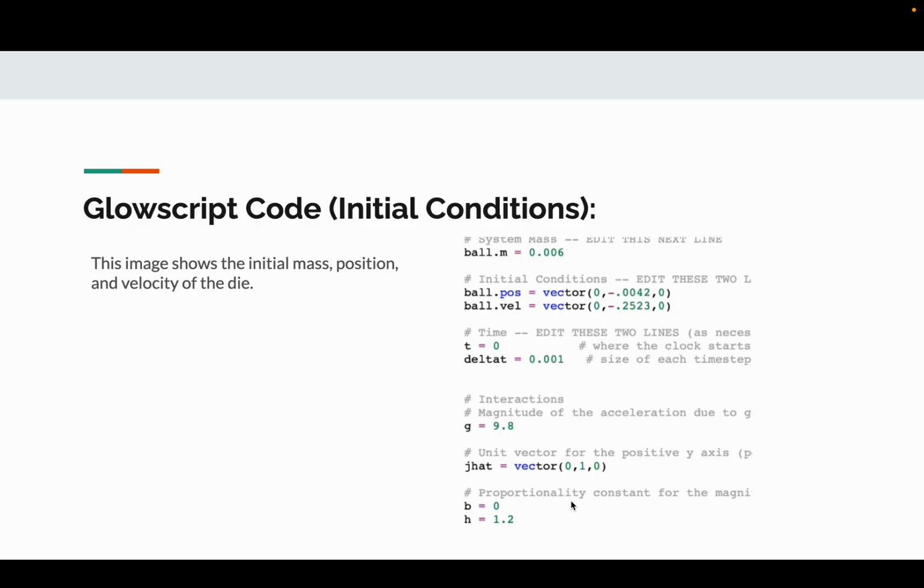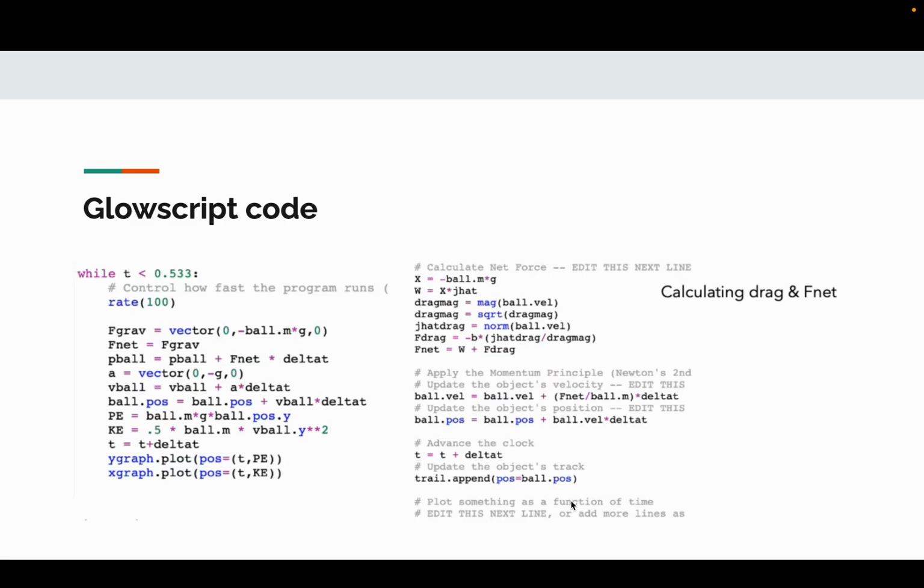Okay, so here are the initial conditions for the GlowScript code that I had, which shows the initial mass, position, and the velocity of the die. And I used these initial conditions to put into this part of the code.